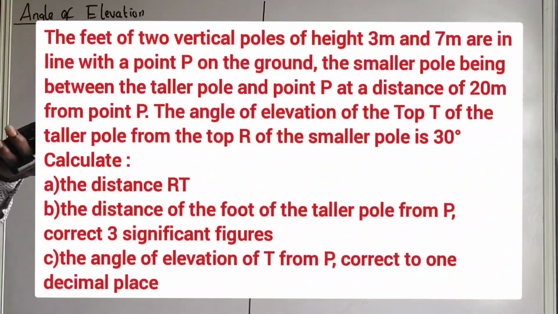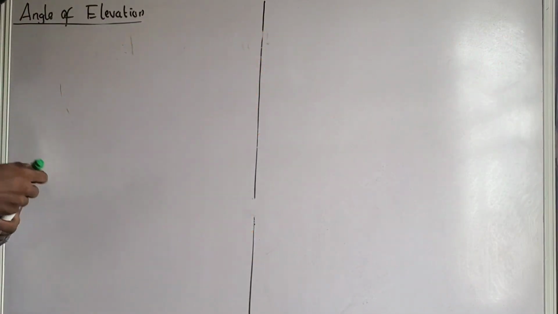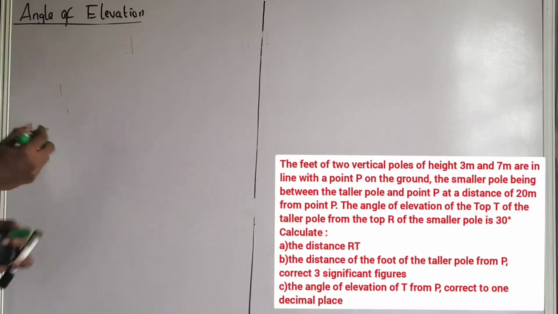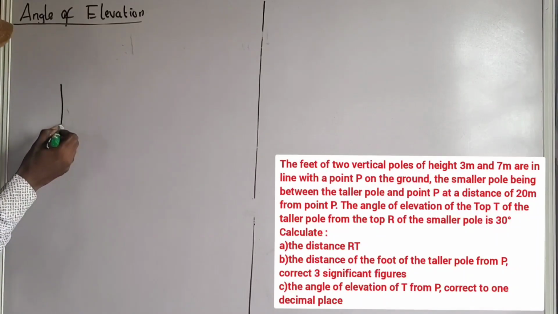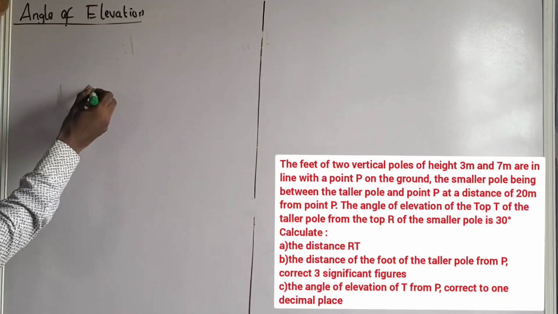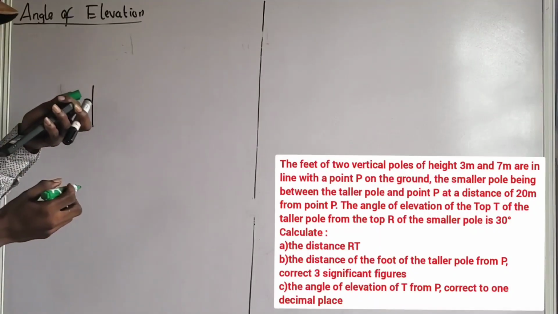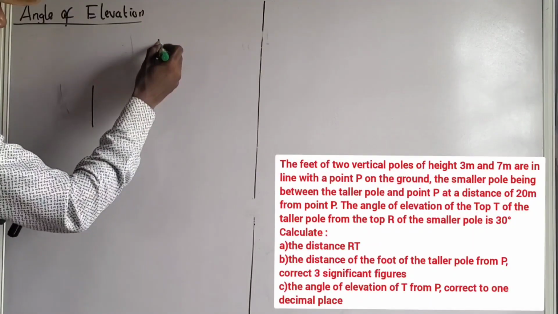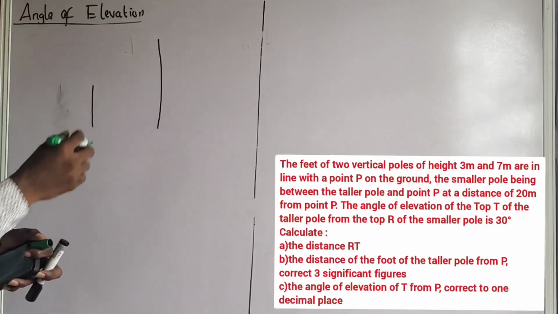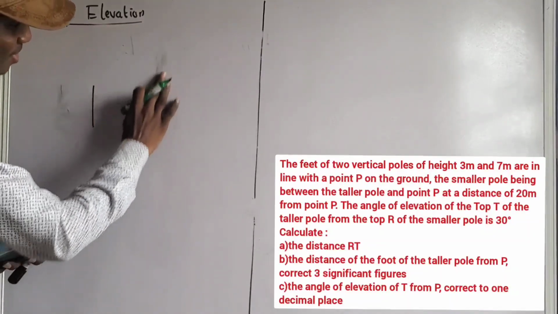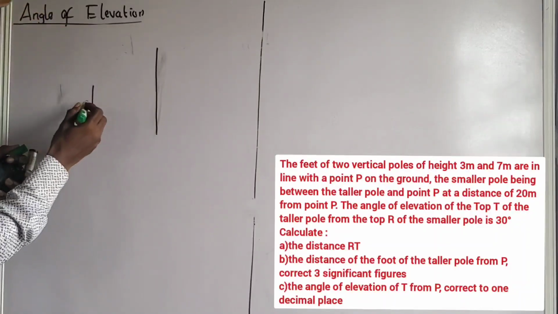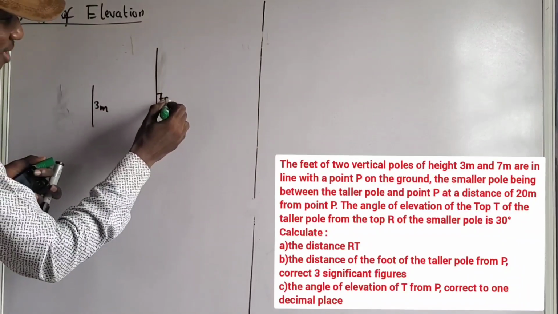Now, the feet of two vertical poles of height 3 meters and 7 meters. So the first pole is this. Let's say the first pole is here. The second pole is 7 meters, so let's draw it here. If you are doing this in the exam, make sure you use a ruler. Let me even draw it again. Okay, that's the second pole. This one is 3 meters and this one is 7 meters.